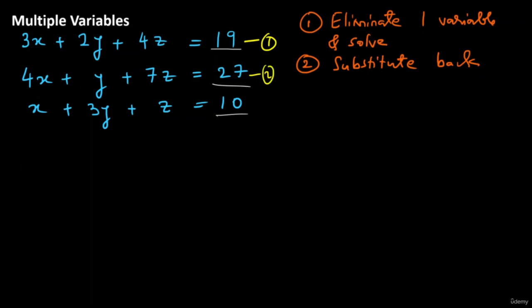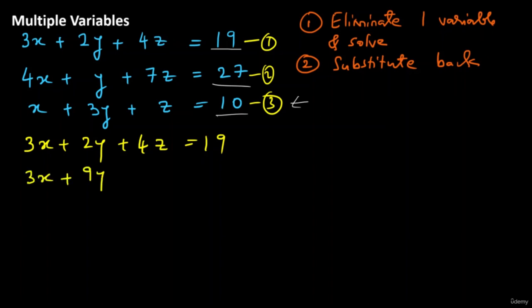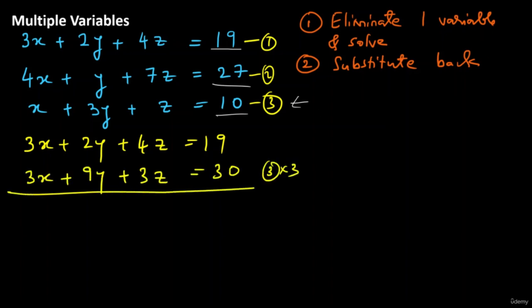Let's number these equations as 1, 2, 3. Alright, now equation 1 is 3x plus 2y plus 4z is equal to 19. Now let me take equation 3 and multiply throughout with 3. So I'm multiplying the left hand side and the right hand side with 3. So I get 3x plus 9y plus 3z is equal to 30. Alright, now let's do a minus b. If this is a, this is b, we are doing a minus b.